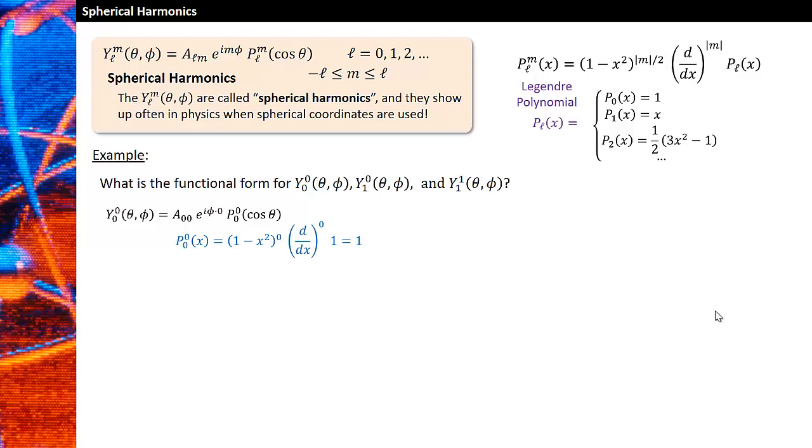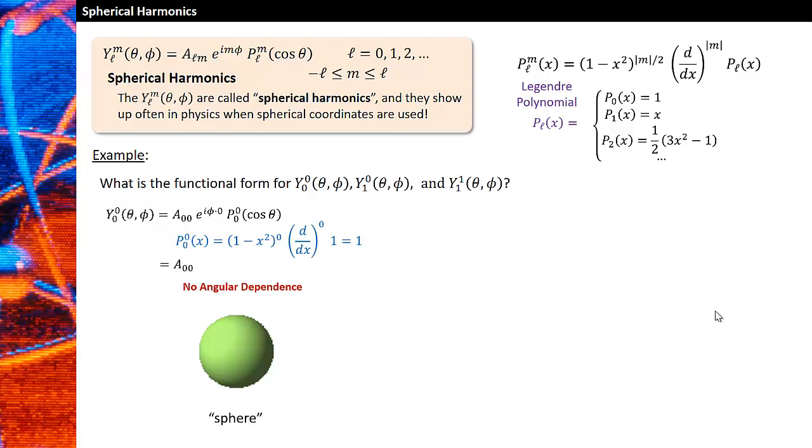So all of these are just constants, in fact, just factors of 1. And so all I get is A00. Again, this is a constant you can look up. For our purposes, all we need to know is that there's no angular dependence to this. And so you can think of this as essentially being a sphere, in the sense that the function, Y00, doesn't have any angular dependence. It's the same in all angular directions.